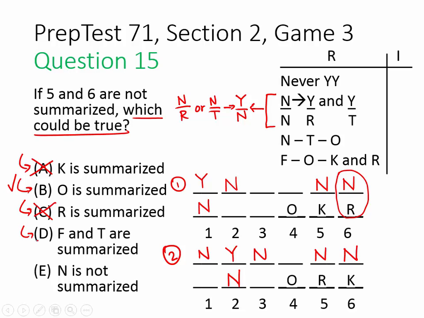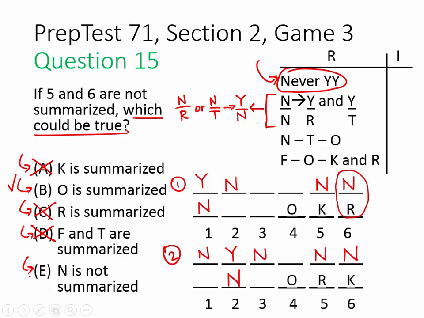F and T are summarized. Well, if N has to be summarized, and the first 3 spaces go to N, F, and T, then there's no way that we could have N summarized and F and T summarized, because that would definitely break our first rule here that you can't have 2 summarized books in a row. Therefore, there's no way that F and T could both be summarized.